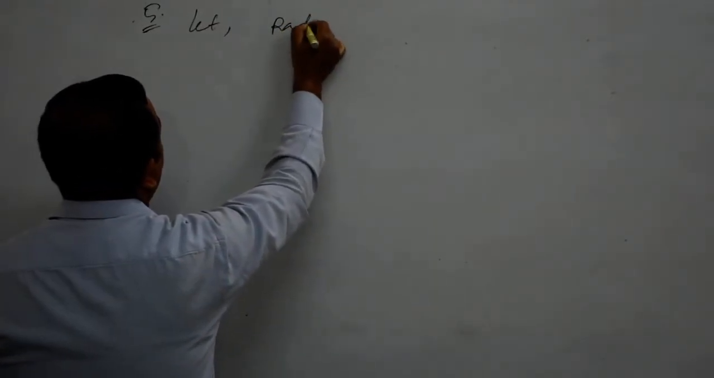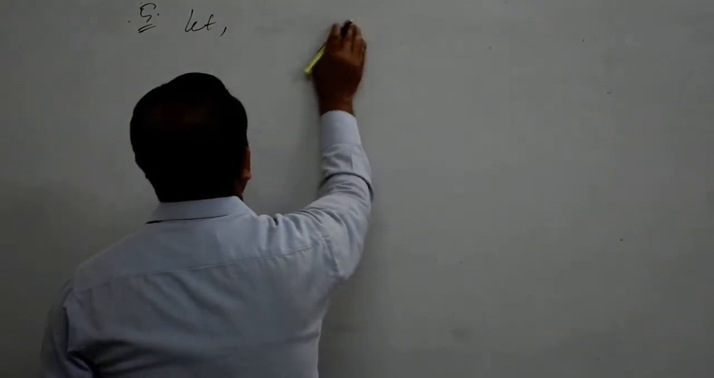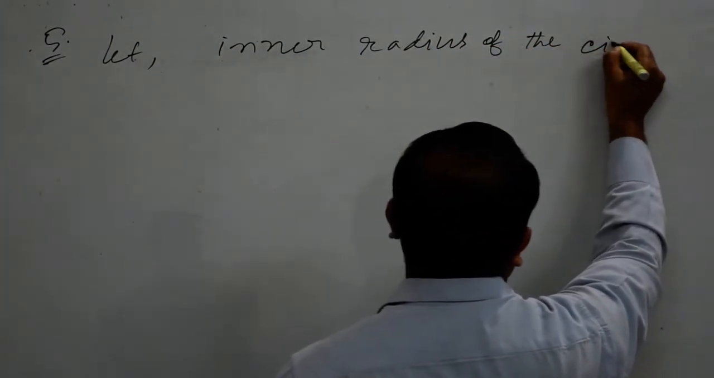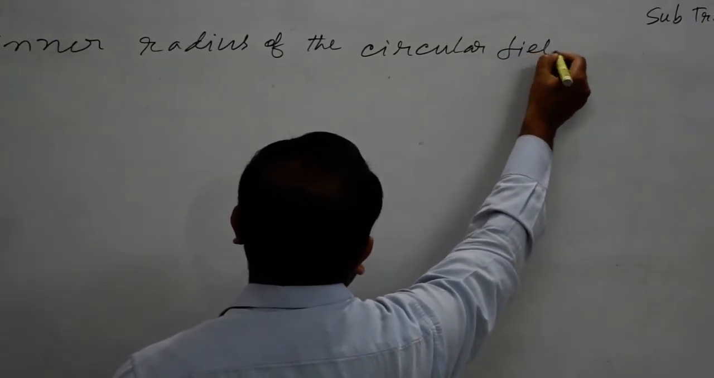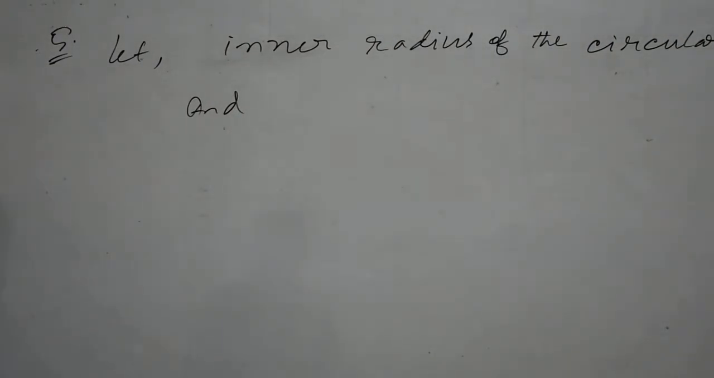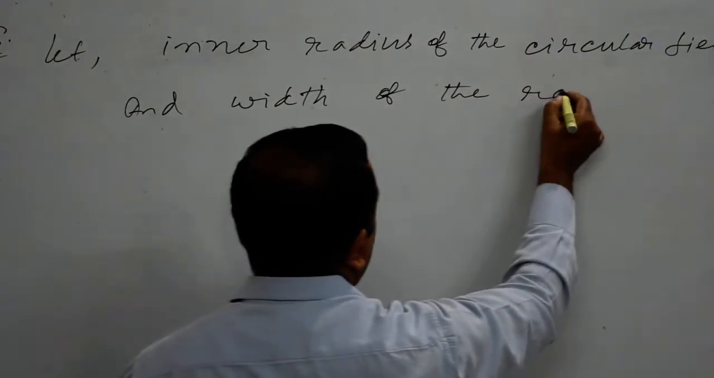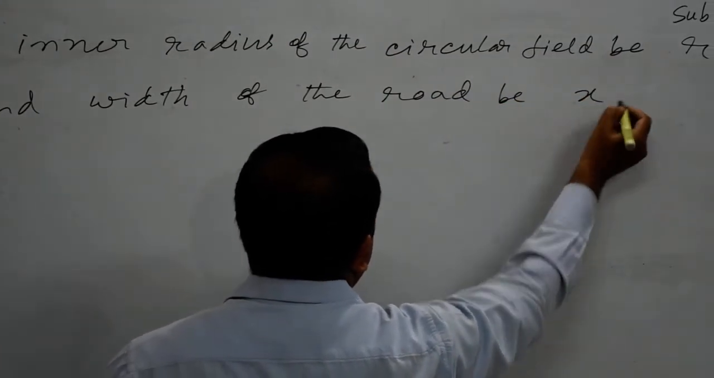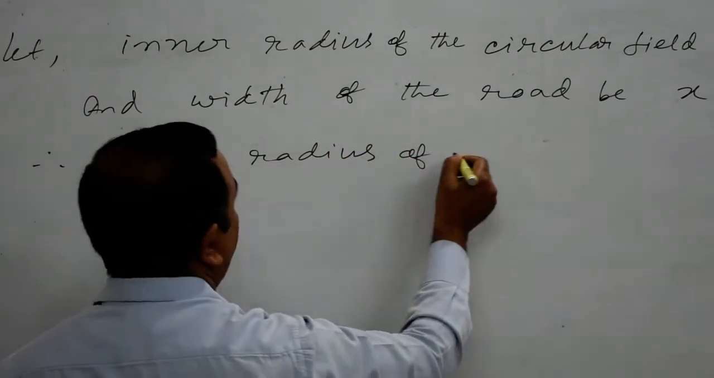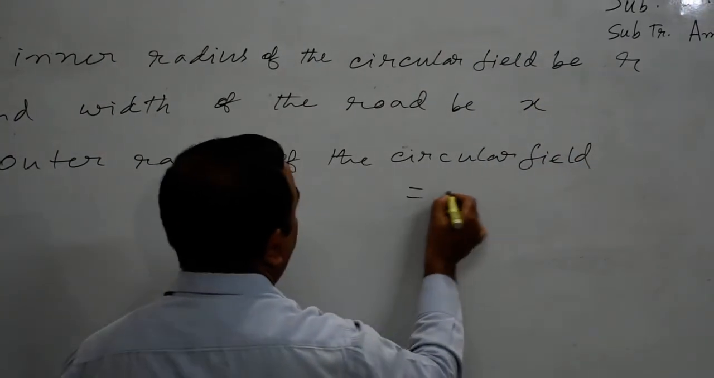let inner radius of the circular field be R, and width of the road be X. Therefore, outer radius of the circular field is equal to R plus X.